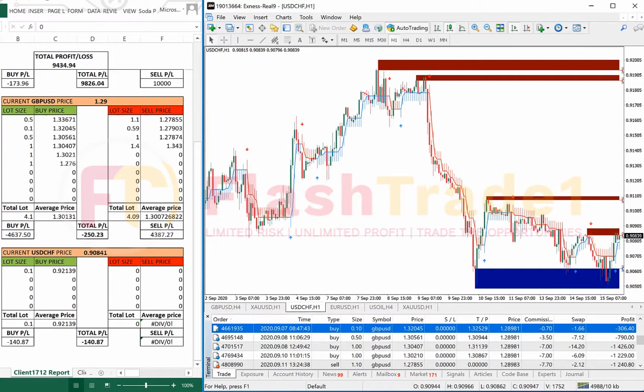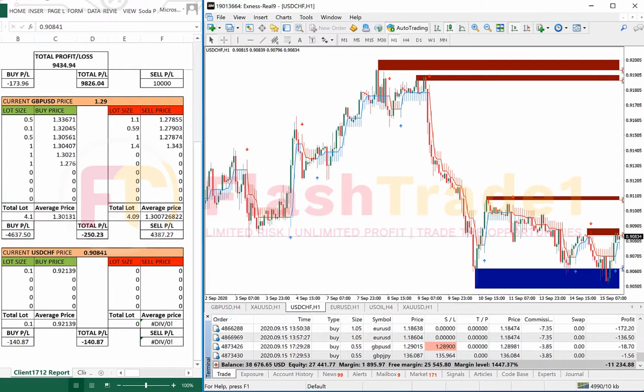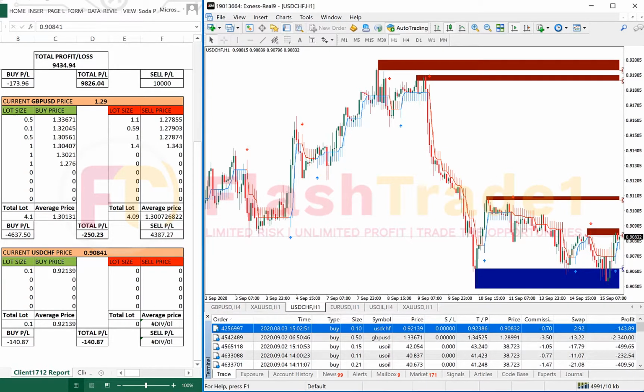So we'll open the USD CHF chart, and we can see the current rate is 0.90839. With that current rate applied here, it's almost the current price, and he took the position at 0.92139. We will see when he opened the USD CHF position. Yes, he opened it 2 months back, on the 1st of August, so almost 1.5 months before.